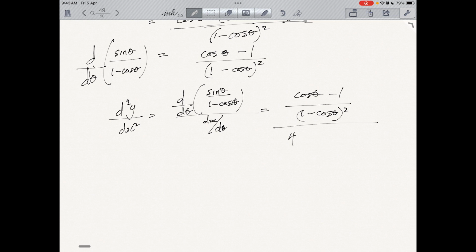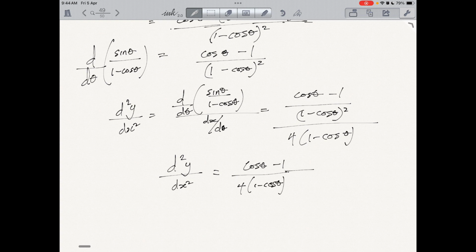4 into 1 minus cos θ. Now let's simplify this expression to evaluate d squared y over dx squared. And this will give us cos θ minus 1 divided by 4 into 1 minus cos θ multiplied by (1 minus cos θ) squared.